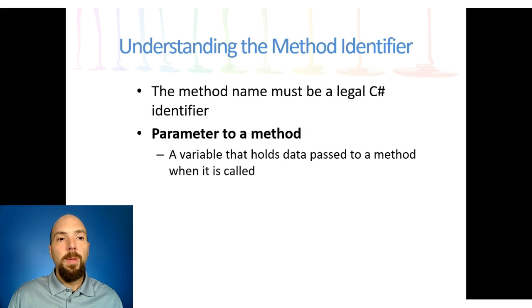Alright, so the name must be a legal C# identifier. It has to match all of the naming requirements, the same things that we had with variables and all of our other objects we've created so far. So we can start with a letter, we can have numbers in it, we can have underscores, but we have to match all of the other naming requirements.